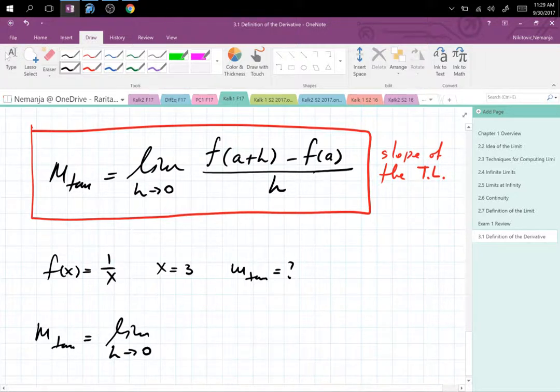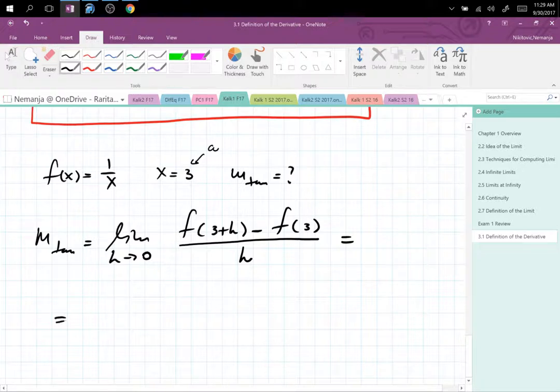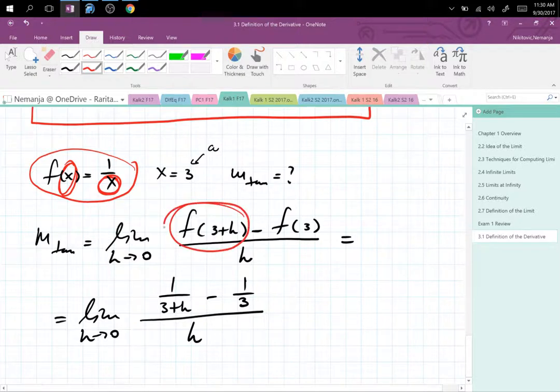f of a plus h, your a is again 3. So you have f of 3 plus h minus f of 3, divided by h. So plug in all the values. Limit as h goes to 0, divided by h, right? f of 3 plus h, so that's going to be 1 over 3 plus h, minus 1 over 3. So this is the setup now. If you are struggling with this, realize what's happening. f of x has x and x. f of 3 plus h has 3 plus h and 3 plus h. You are replacing x by 3 plus h.